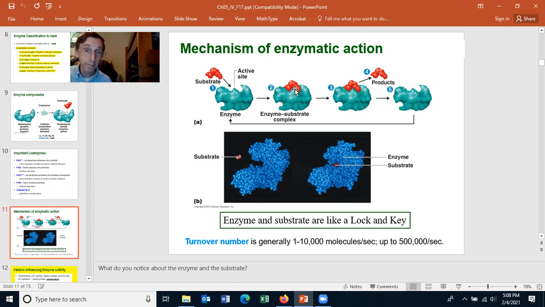And that puts stresses on the bonds of the substrate, converting the substrate into the product. The product then falls off of the enzyme, and then the enzyme is free to bind to other substrates. And this cycle can happen thousands, tens of thousands, hundreds of thousands, even 1,000,000 times. Okay, any questions about that? You don't need to know the turnover number. It's usually a large number, like 1 to 10,000 substrates per second.